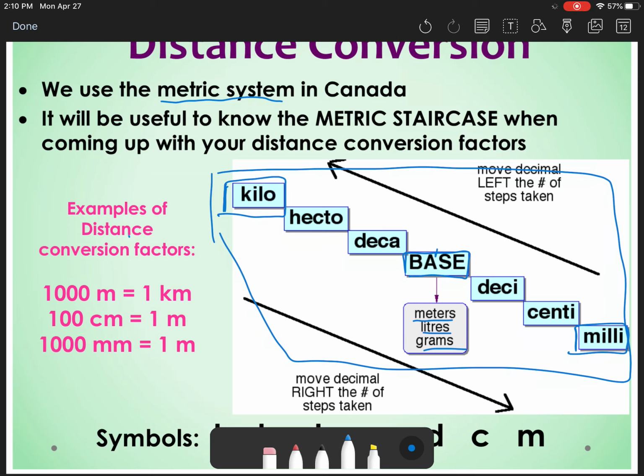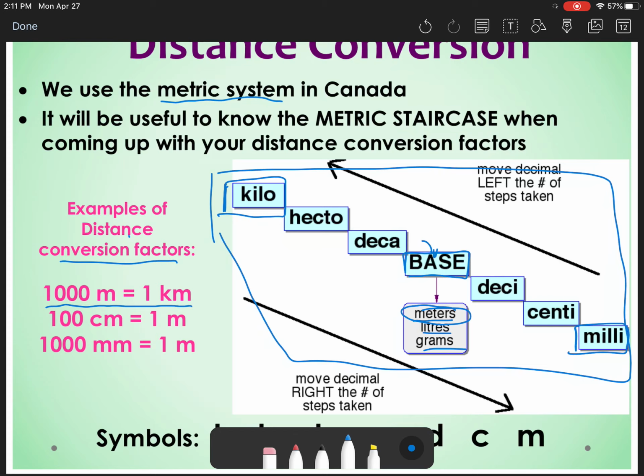So meters would be in the middle, and if we're going up, it would be decameters, hectometers, kilometers, or liters. It could be kiloliters, hectoliters, and same with grams. In this physics unit, we're typically going to be dealing with meters. Some examples of conversion factors on the left here are, again, equivalent values that are numerically equal but show different units. So 1,000 meters is equal to 1 kilometer.